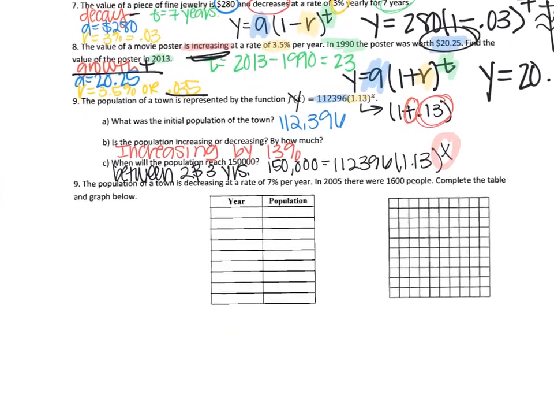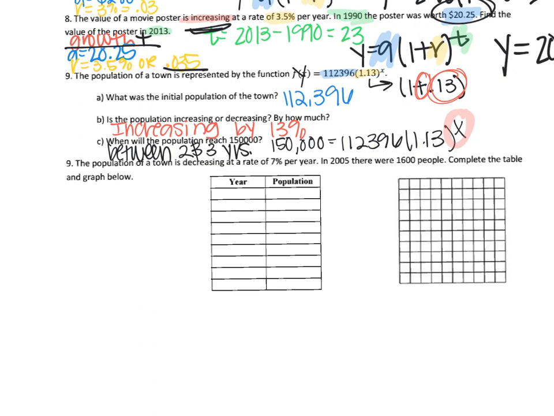Okay, number last, we're almost there. Thanks for staying with me if you've been listening to this whole thing. Y'all are awesome. The population of a town is decreasing at a rate of 7%. In 2005, there were 1,600 people. So, there's my initial. Complete the table below and the graph. So, when I go to write my equation, I've got y equals 1 minus, because I'm decreasing, 7%, so 0.07, and then to whatever the t power you want.